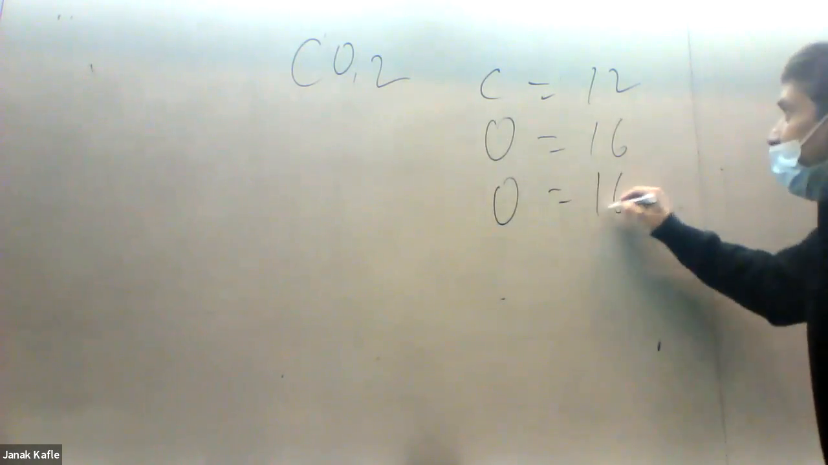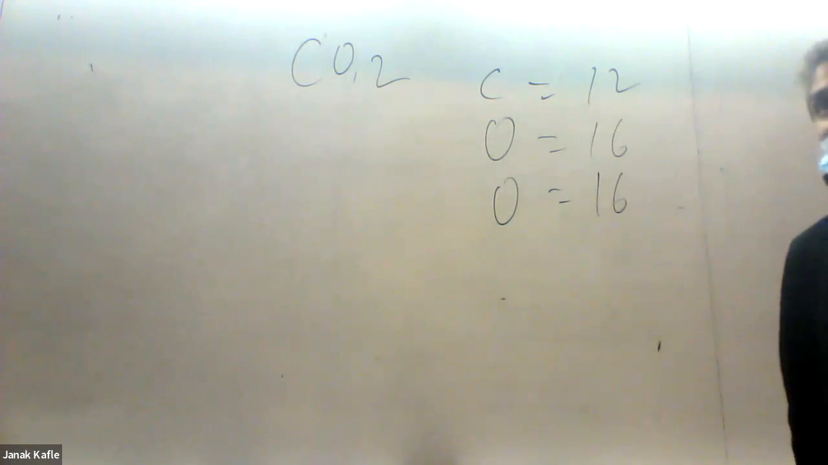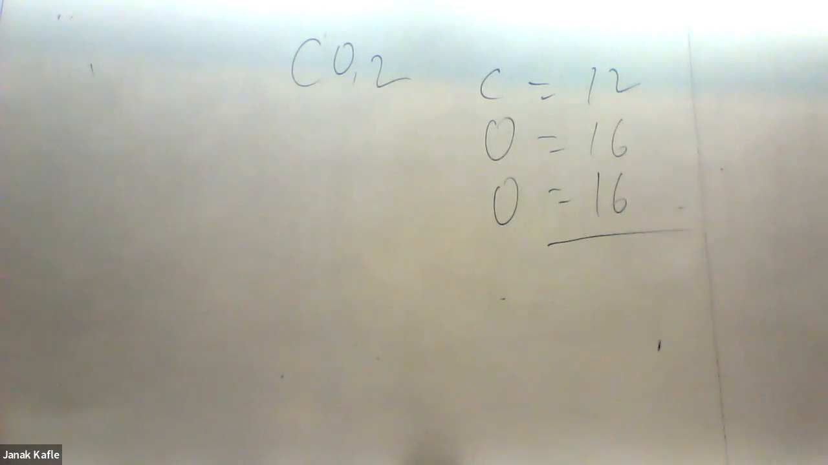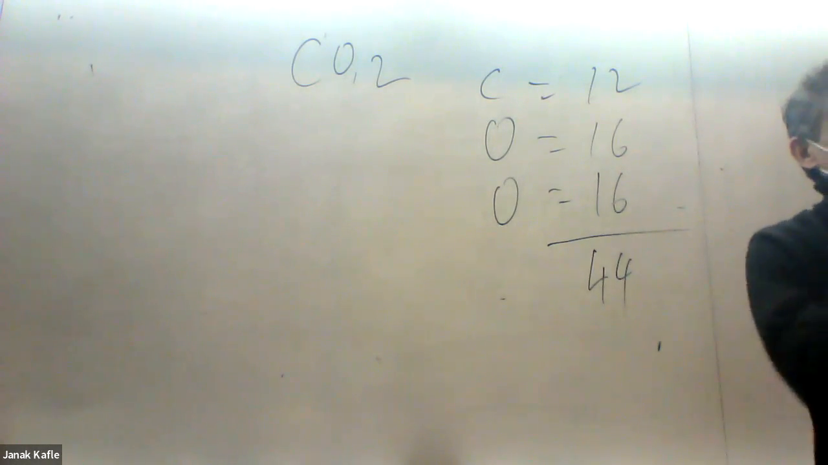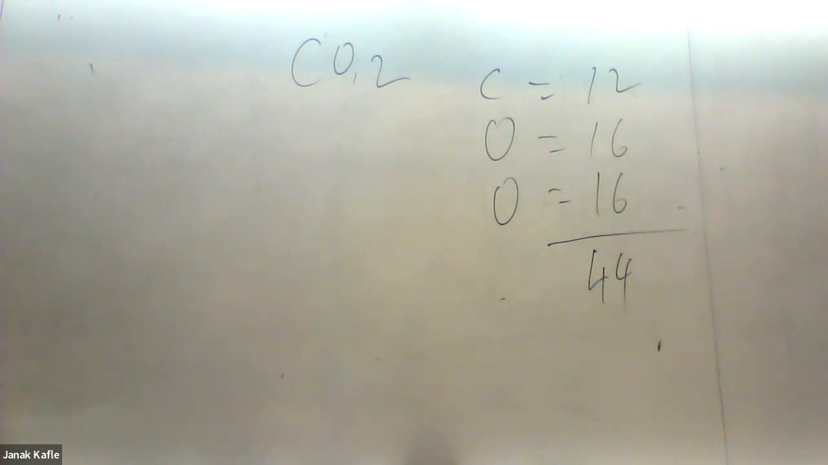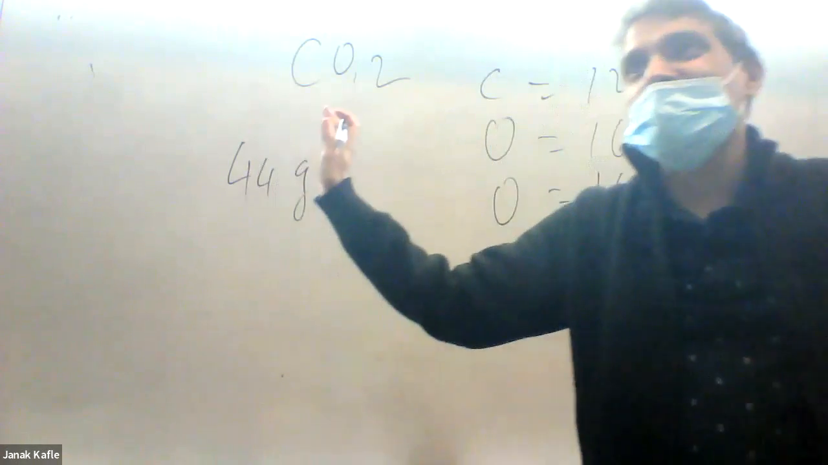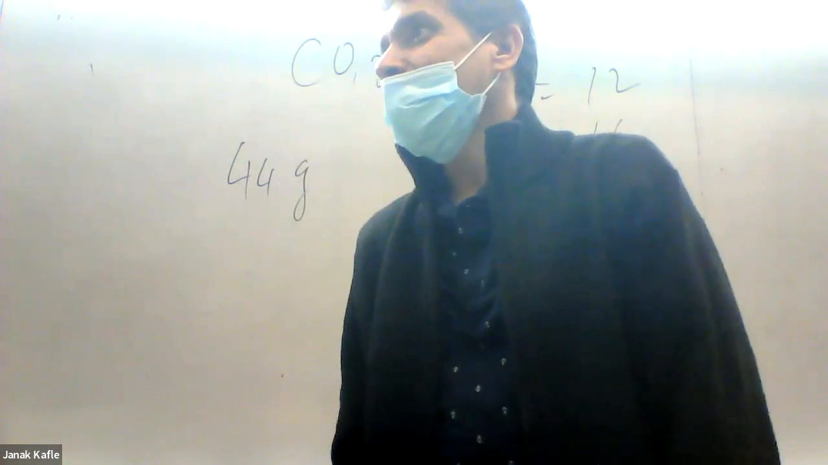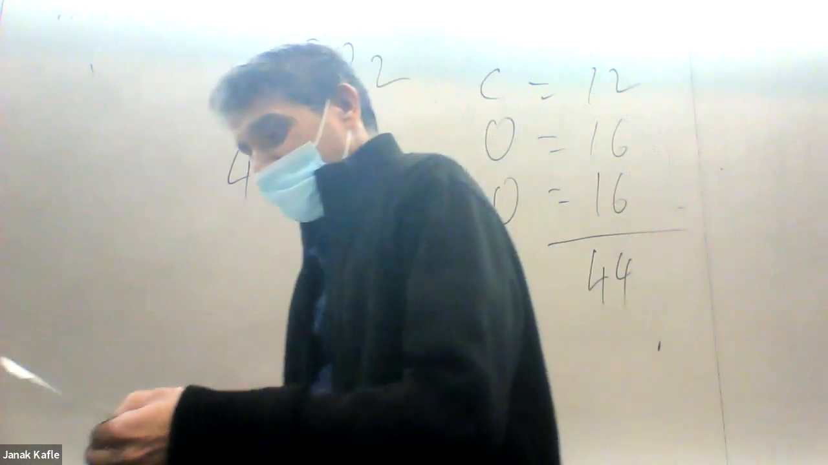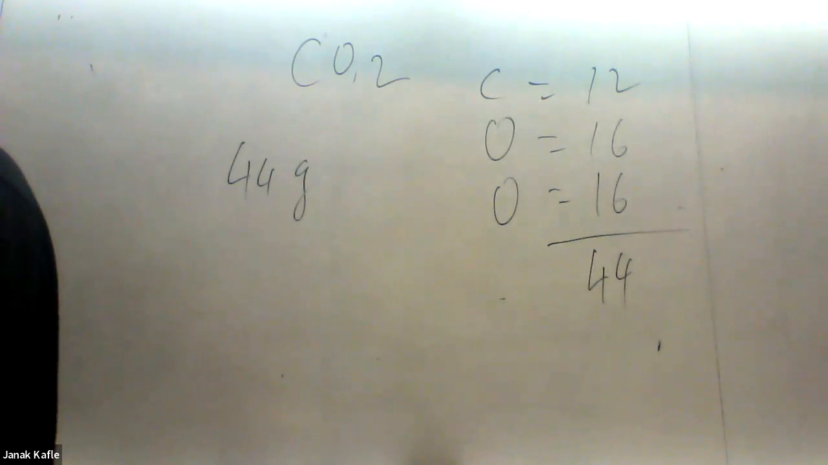So 1 oxygen, another oxygen, right? So 2 oxygen. Now I just add those and I get the number 44 here. So I go to the laboratory, find the bottle of carbon dioxide and put 44 grams of carbon dioxide in the balance. That means I measured 1 mole of carbon dioxide. Everybody got that? Easy, right? So 44 gram, not 44 pound, not 44 kilogram, not 44 milligram. It's always gram. Yeah, good. 44 gram of carbon dioxide is 1 mole of carbon dioxide.